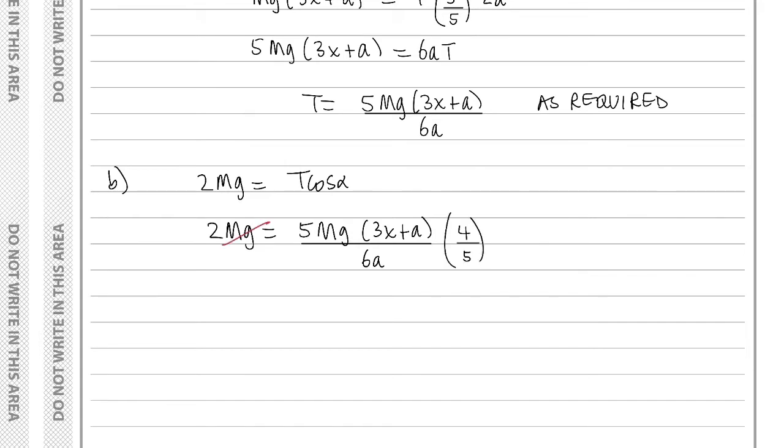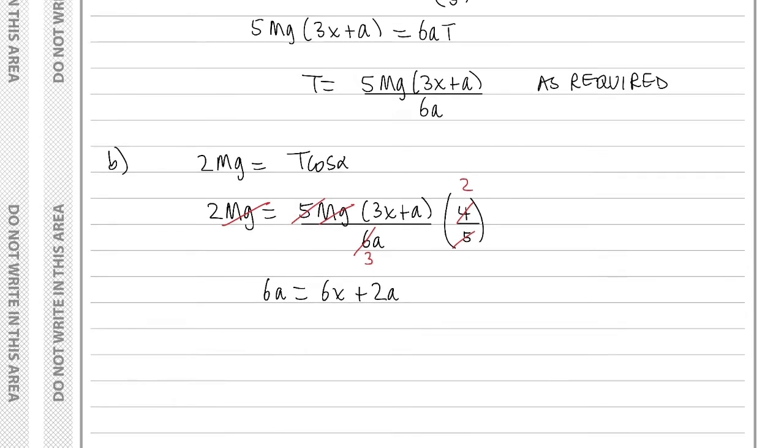Now the mg's go away, the 5 with the 5 will cancel out, the 6 with the 4 leaves me a 2 and a 3. So if I cross multiply, I get 6a is 6x plus 2a. I need to find x in terms of a. 4a is 6x, so 2a over 3 is equal to x. So that's x in terms of a.